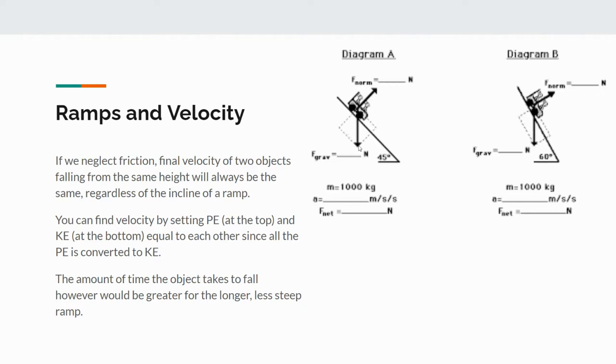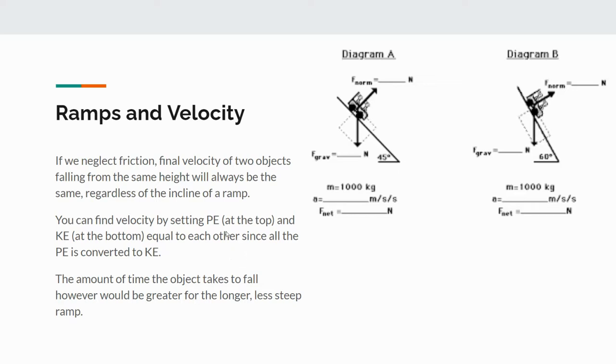And again, when we're talking about this, we're talking about no friction. If there was friction, this would be a different story, and the less inclined ramp would probably have a slower velocity in the end because there would be more friction force. But we're assuming no friction. The only force acting upon this is gravity, so the vertical distance fallen will be the same. Therefore, the final velocity will be the same.